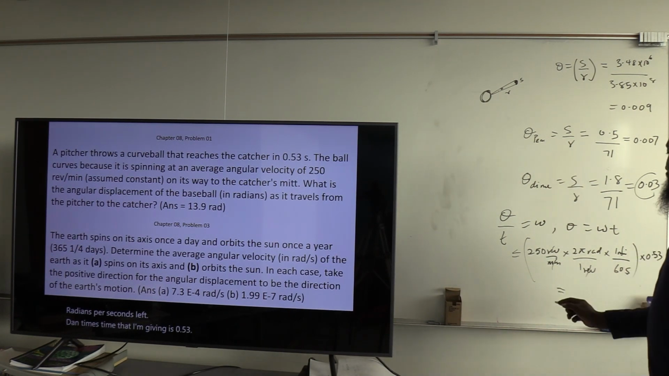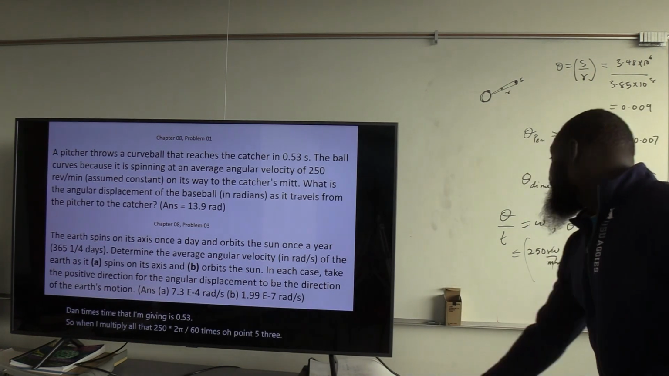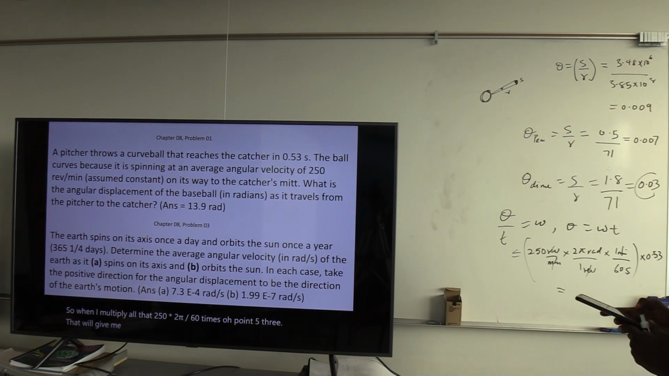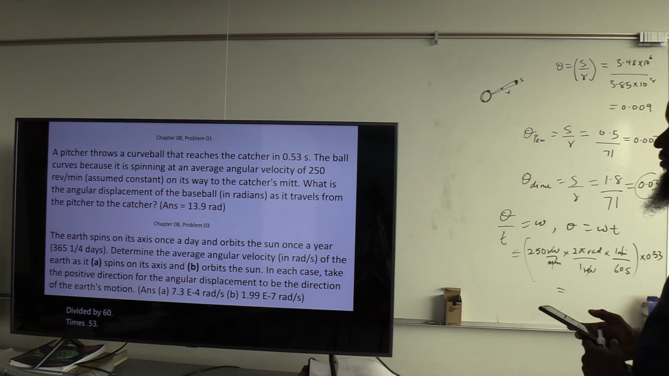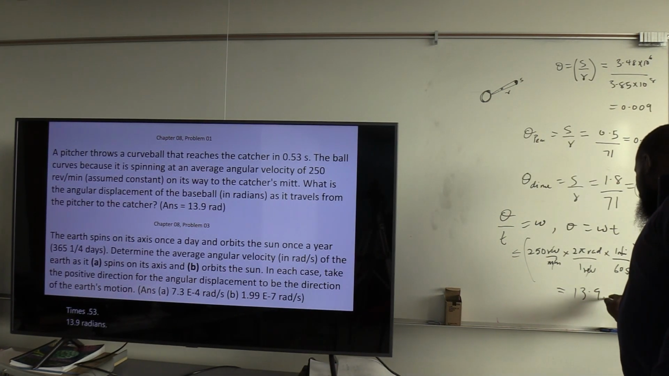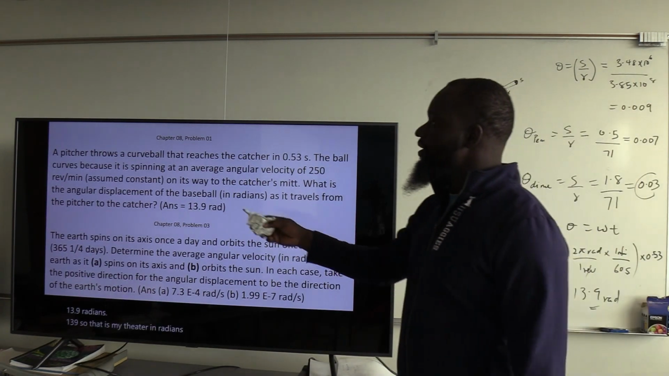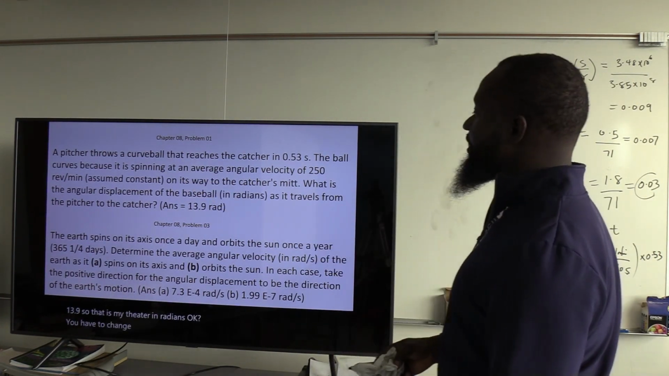So when I multiply all that, 250 times 2 pi divided by 60 times 0.53, that will give me my angular displacement. So 250 times 2 times 3.142 divided by 60 times 0.53, 13.9 radians. So that is my theta in radians, okay? So working in radians, you have to change your angular speed to radians per second before you do the problem.